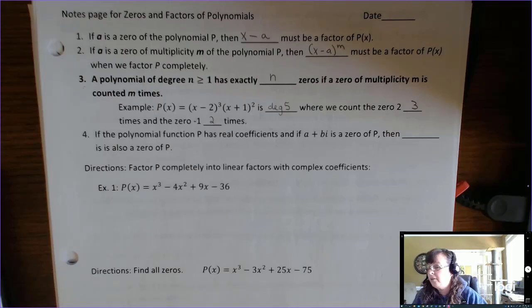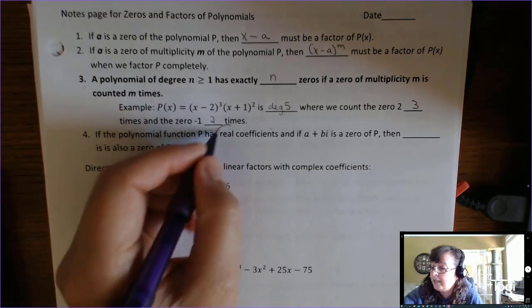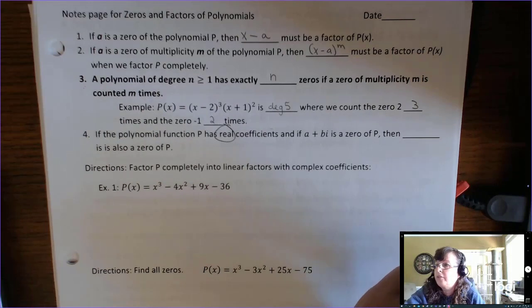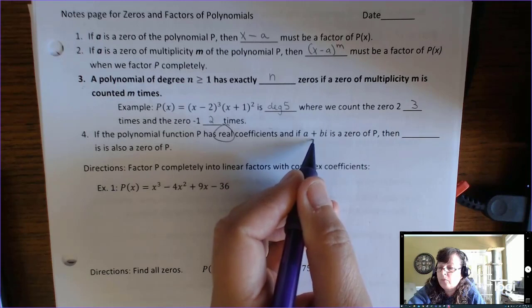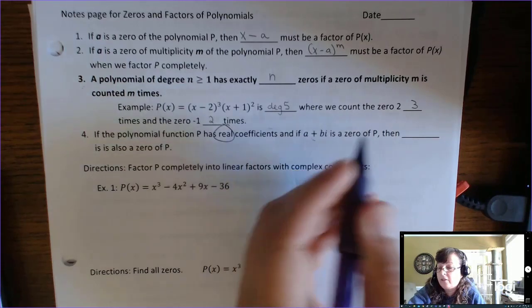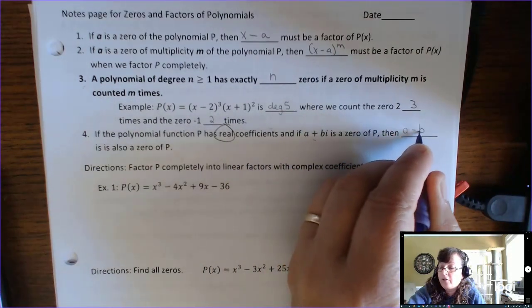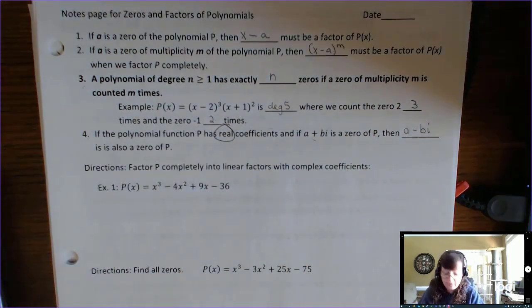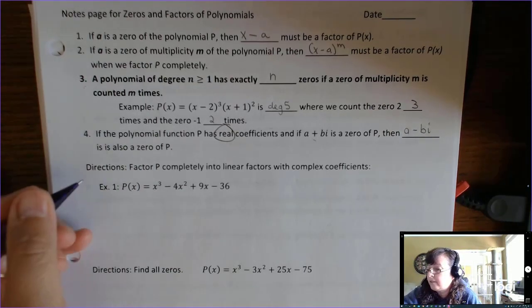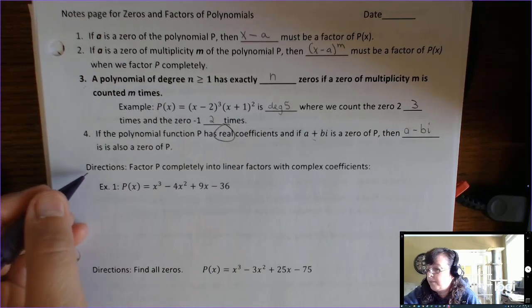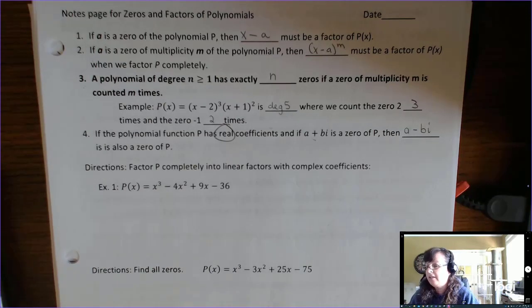4, if the polynomial function p has real coefficients, and if a plus bi is a zero of p, then you got to make the real coefficients pop up. So if one imaginary root is a zero, then its conjugate partner is also a zero. And we won't ever tell you that, so you have to remember that fact there.